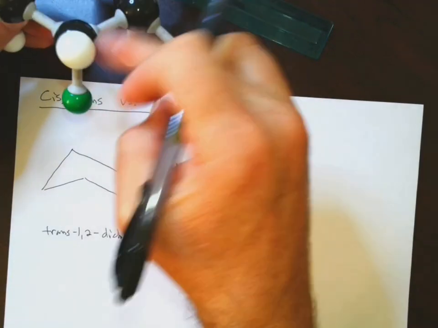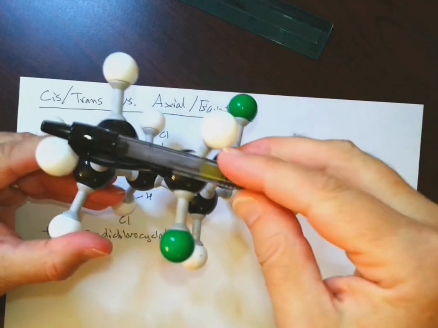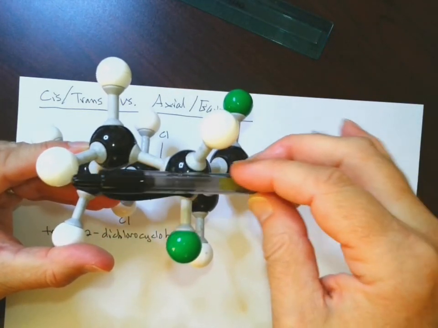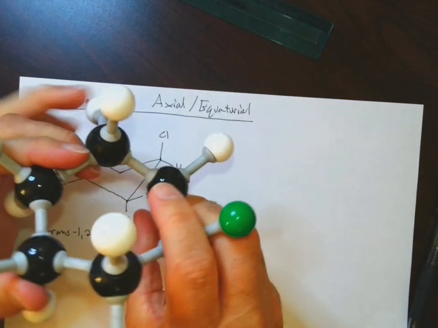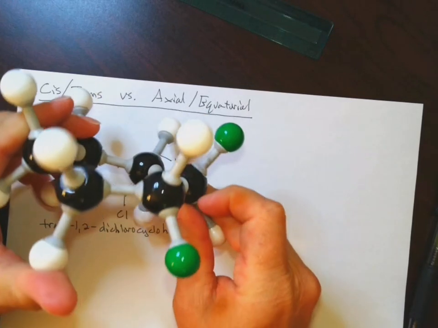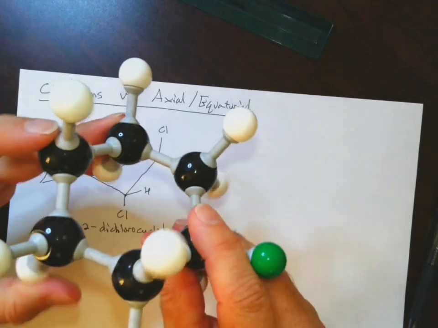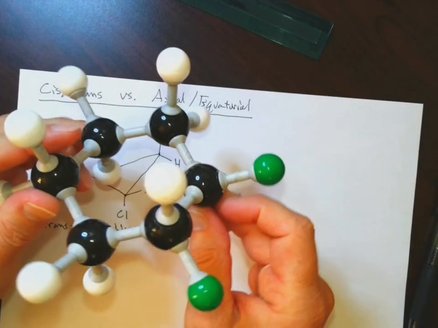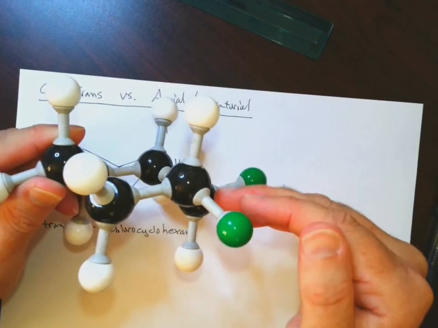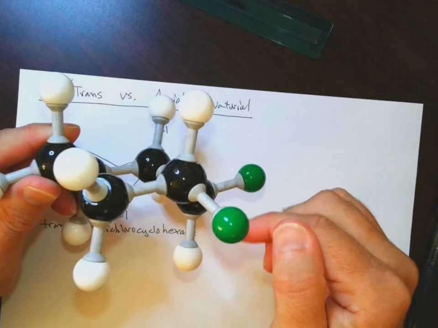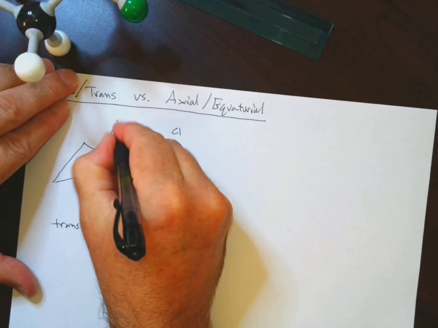You can tell clearly these are trans. These guys are trans. They're on opposite sides of the ring. If I look at the average plane of this ring here, yes, they're on opposite sides. If I tried to make it planar, we can still see those guys are on opposite sides. And then if I go to my other conformation here, now they're di-equatorial, but they're still on opposite sides. One's pointing kind of up and one's pointing kind of down.